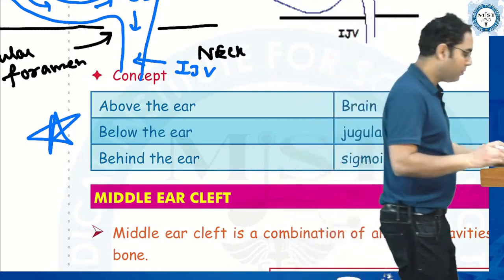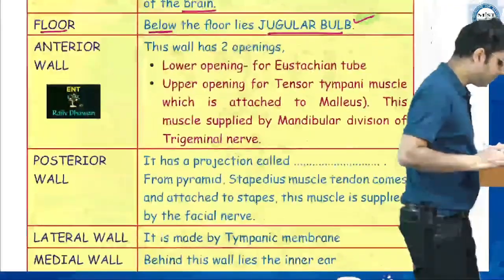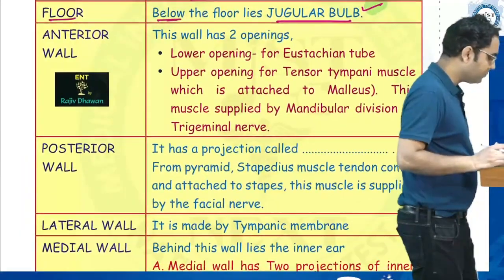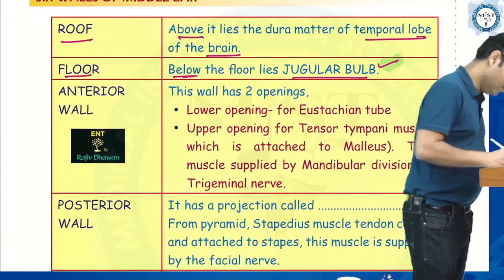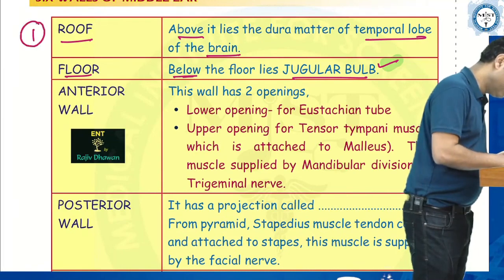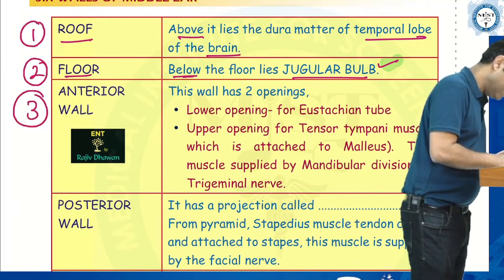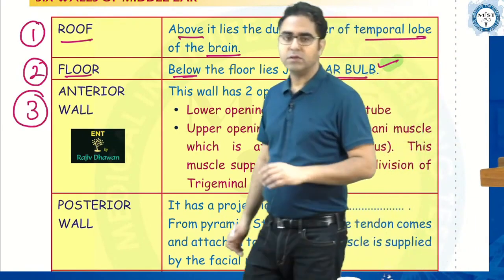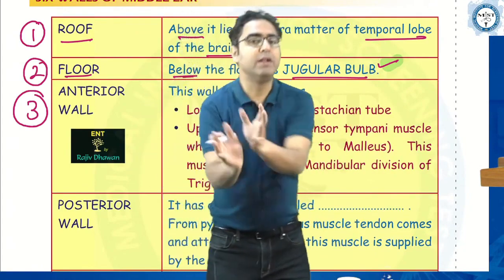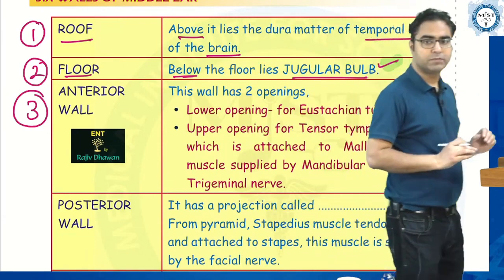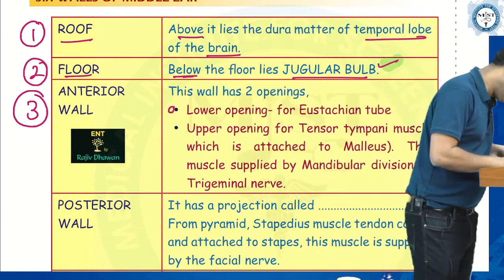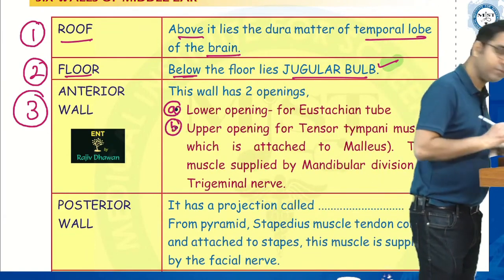Okay, this was about the roof and floor, beta. Let us do the next one. Come to the third wall, anterior wall. We have done number 1 roof, number 2 floor. We are starting the anterior wall, beta. Anterior wall means towards the mandible side. This wall has 2 openings, A and B.